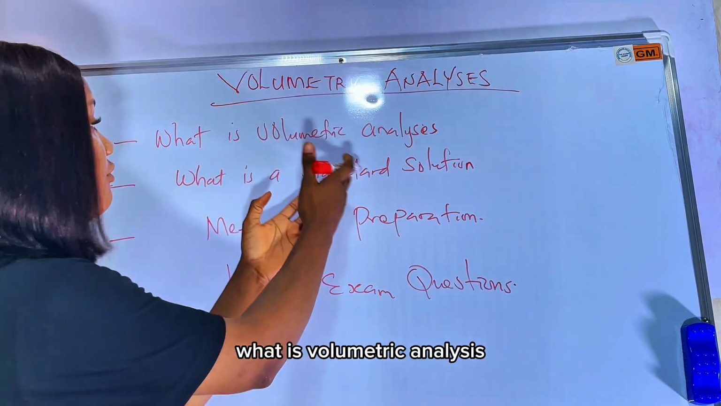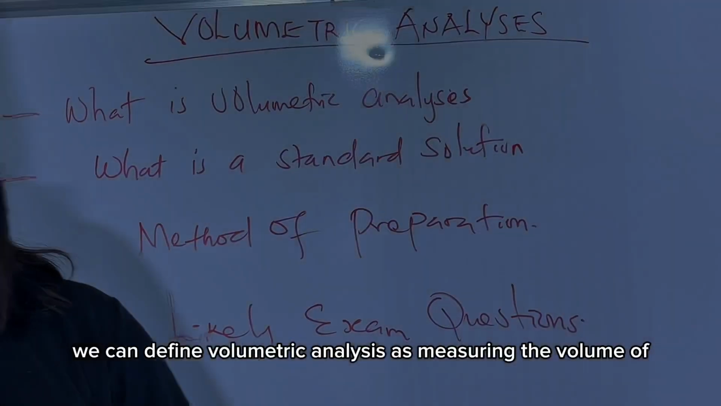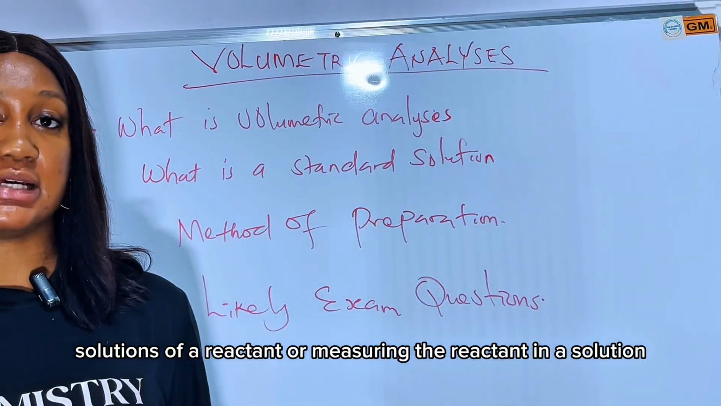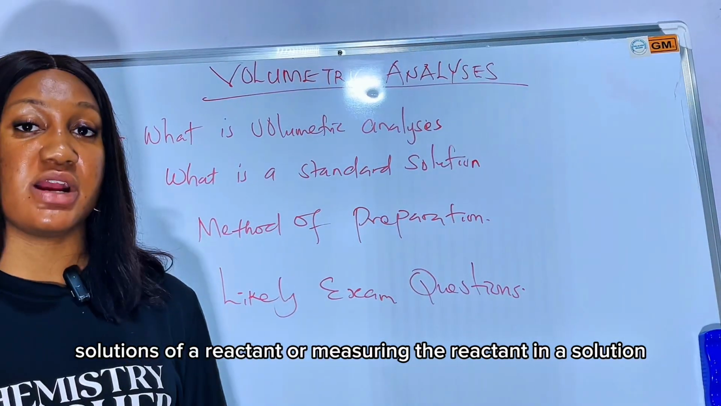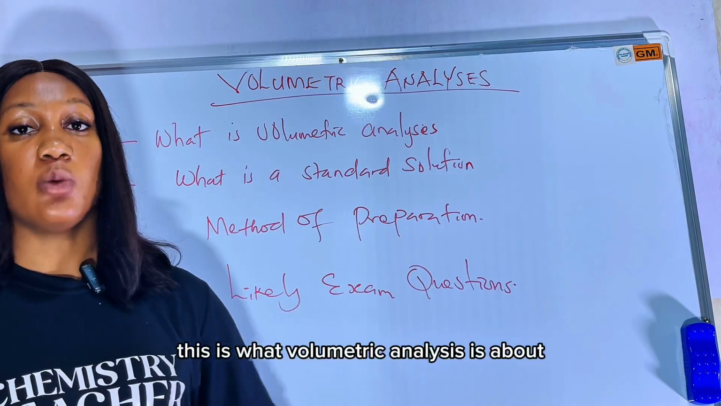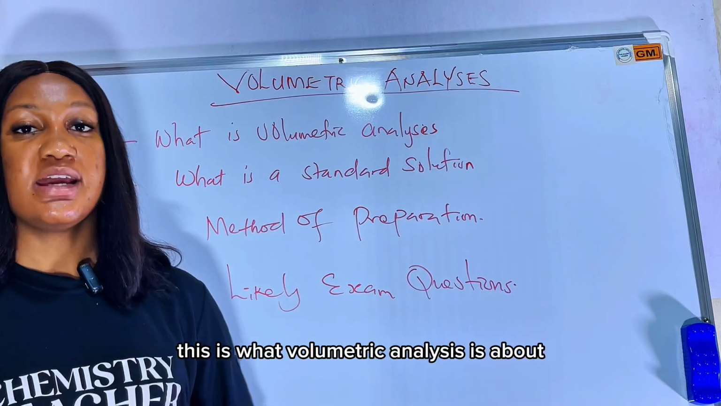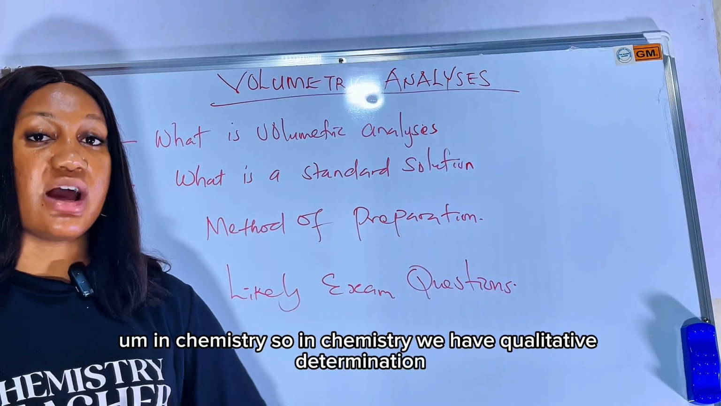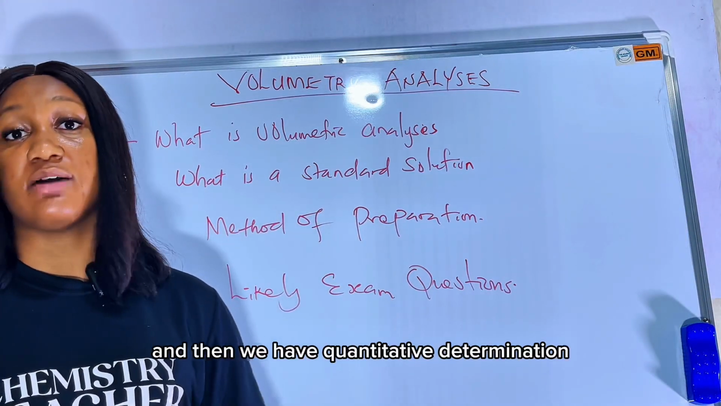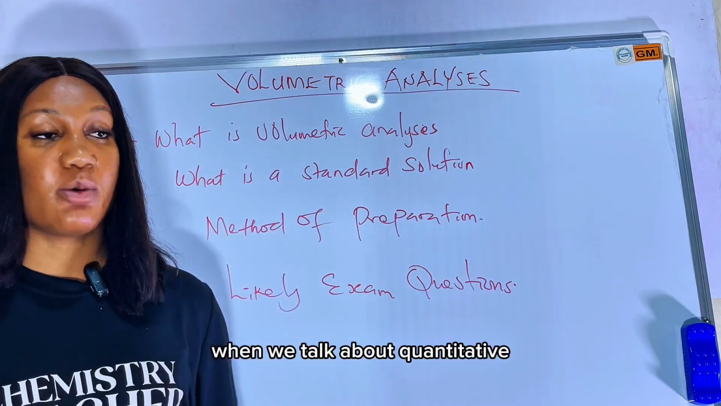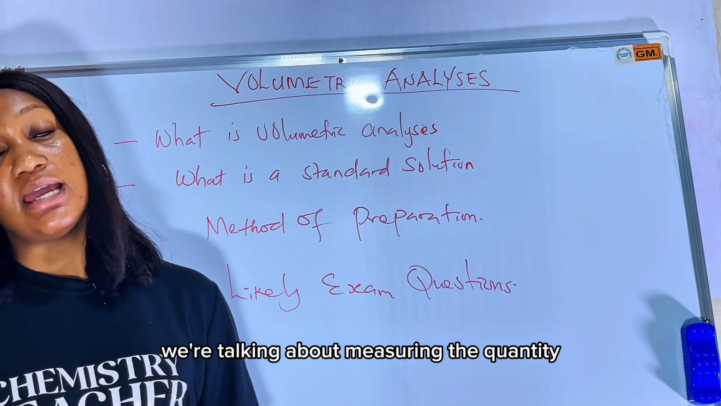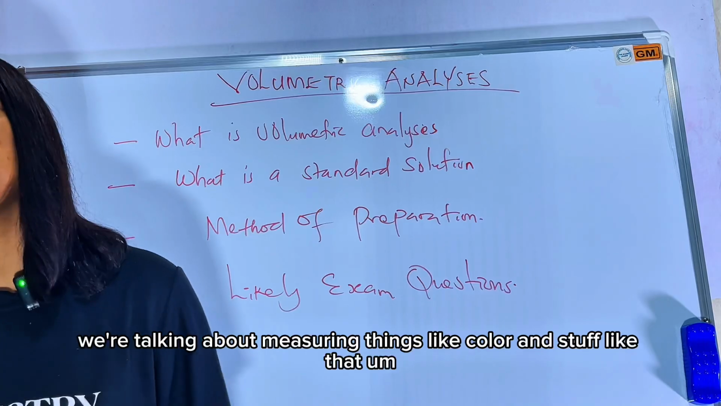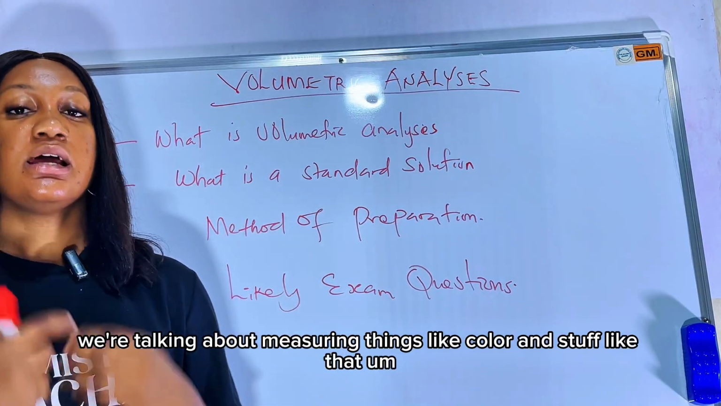What is volumetric analysis? We can define volumetric analysis as measuring the volume of solutions of a reactant, or measuring the reactants in a solution. This is what volumetric analysis is about. It's a kind of quantitative determination in chemistry. So in chemistry, we have qualitative determination and then we have quantitative determination. When we talk about quantitative, we're talking about measuring the quantity. And when we talk about qualitative, we are talking about measuring things like maybe color and stuff like that.